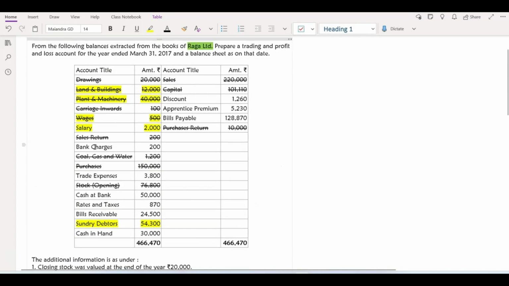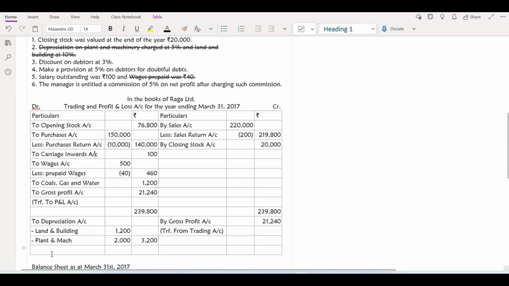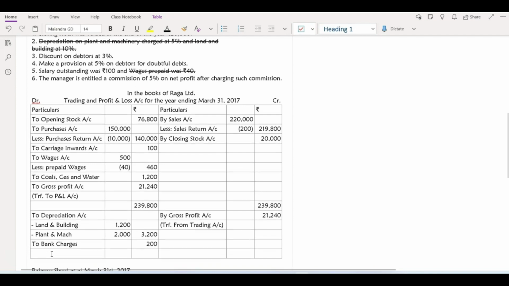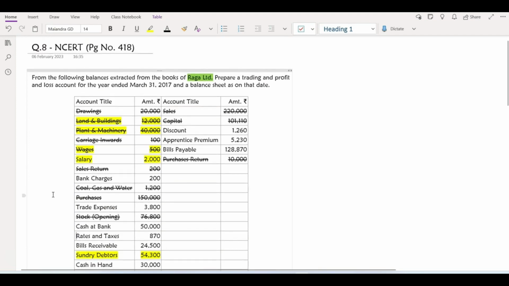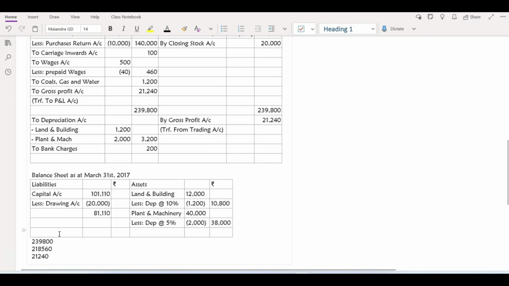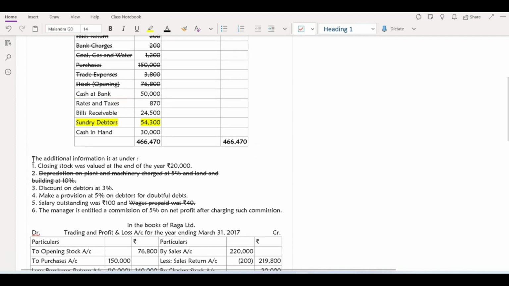Okay, here bank charges 200, it is our indirect expense, right, so here to bank charges 200. Next item is trade expenses. Trade expenses 3,800. Trade expenses 3,800. After this, cash at bank, rates and taxes.